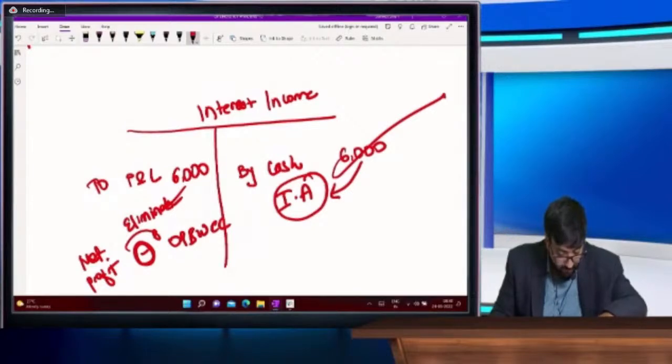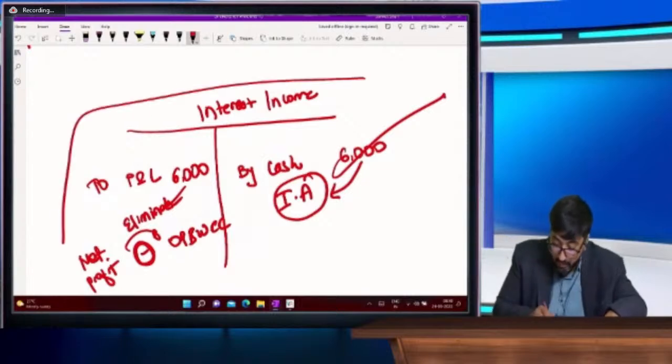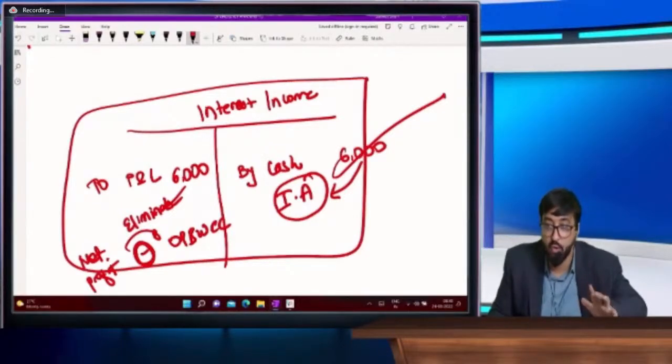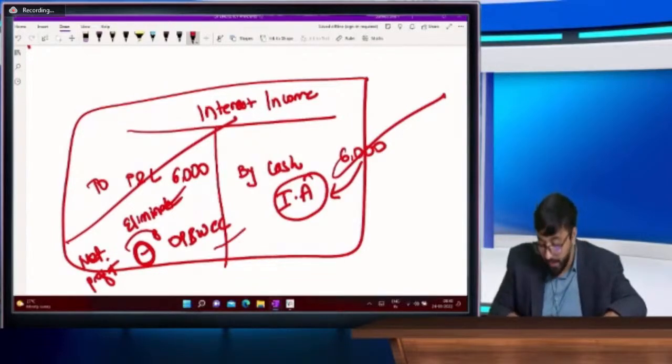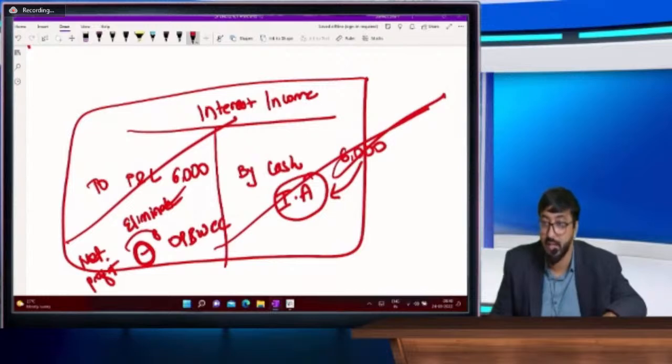Okay. So this is how your interest income works. I just want to show you this visualization that P&L you are going to eliminate and by cash you are going to write it in investing activity. Easy hai. For each and every item you have to understand in the same way. Accrued and received.